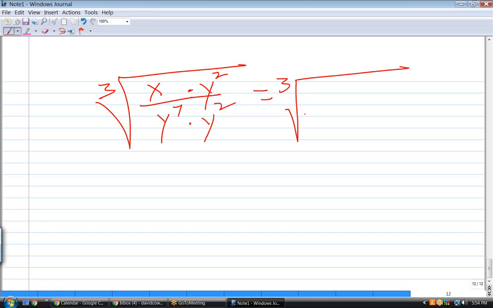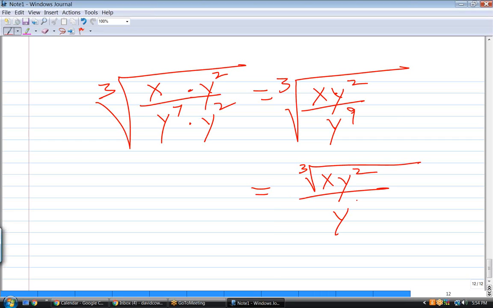Now I have the cube root of x, y squared, all over y to the 9th. Now you'll notice that's going to solve my whole problem, because the top is going to be this, and the bottom will come out to be y cubed. And that's what we got before also. In other words, when I rationalize the bottom, before we had y to the 1/3, remember I had to multiply it, well, we had a y squared times a y to the 1/3.